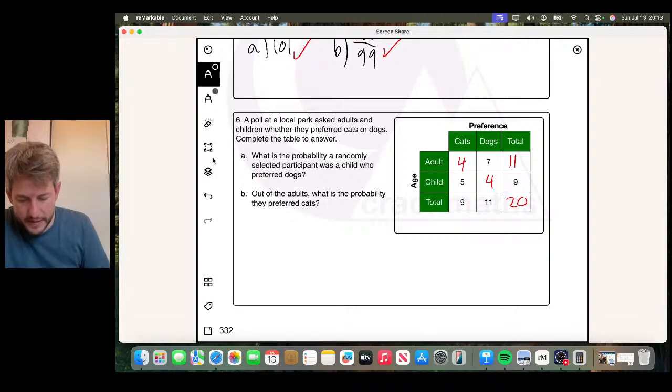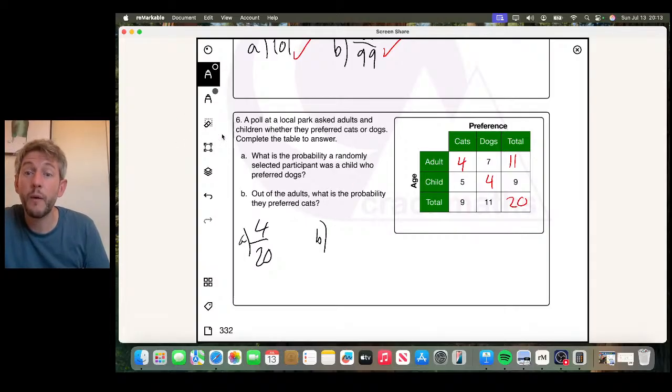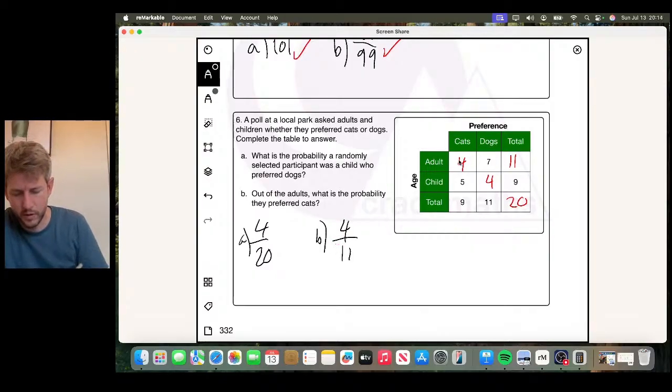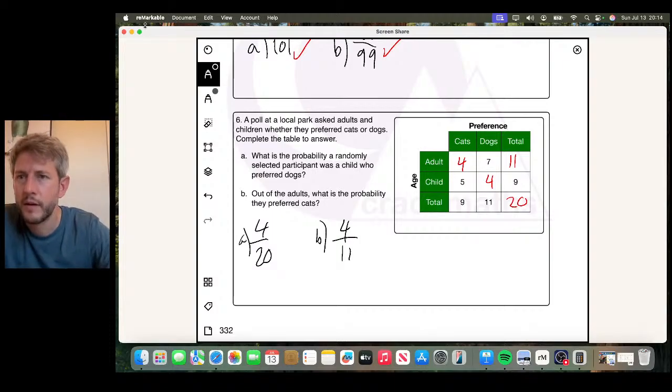What is the probability that, okay, a child selected at random was a child who preferred dogs. So that was 4 out of 20. And then B, out of the adults, what is the probability they preferred cats? Out of the adults, that's 11. It's probably they preferred cats, 4. Okay, right, let's mark this now.